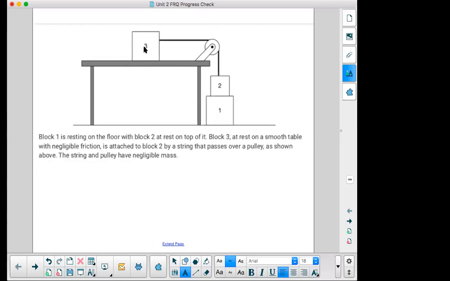Even if this is really massive, will it still accelerate? This is a frictionless table. Yes. Even if a fly breathed on it, it would accelerate if it's frictionless. Even if this block was as massive as the sun, if a fly pushed on it, it would accelerate. Not very much, that's for sure. But if there is an unbalanced force, there is an acceleration, period.